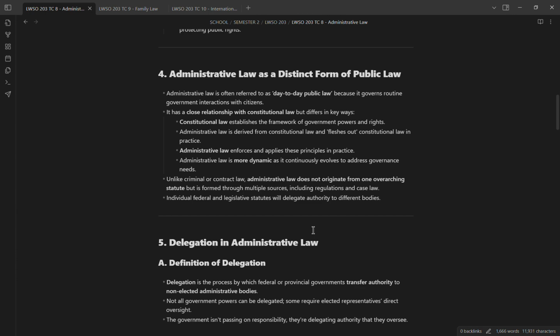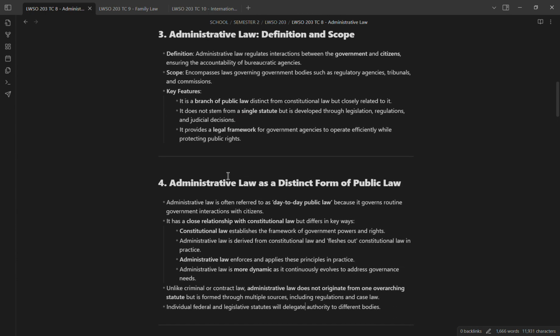So just to go over what we've talked about so far, right? Administrative law is separate from constitutional law, but they have a lot of interplay. Administrative law is governing administrative bodies, essentially, which by function are managing relations between the government and the people. So administrative law regulates the interactions between government and citizen. It's part of public law. It doesn't come from a single source.